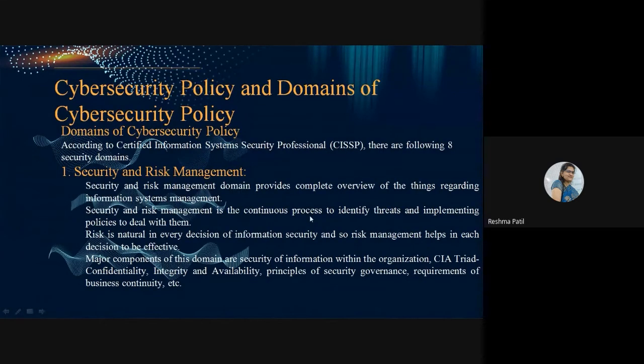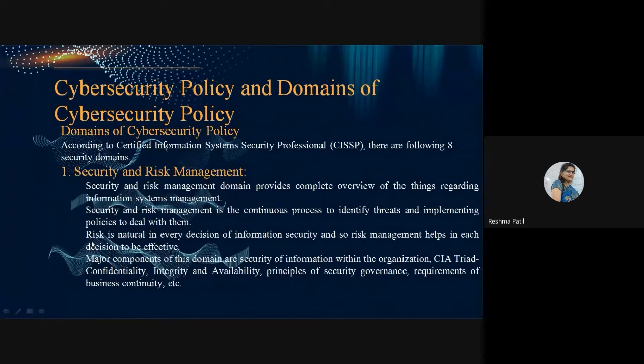We have to continuously monitor our system to identify threats and implement policies. On the basis of this, if a new threat is coming, we have to change our policy. On the basis of the new threat, we have to change and implement that policy. The policy document will change as per the requirement. So on the basis of that, we have to deal with them.